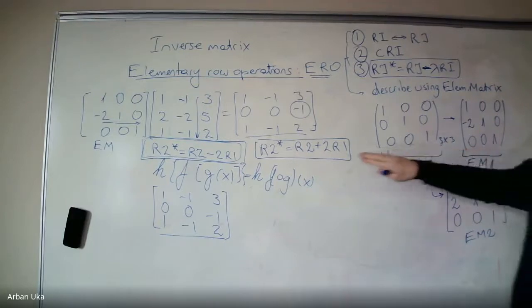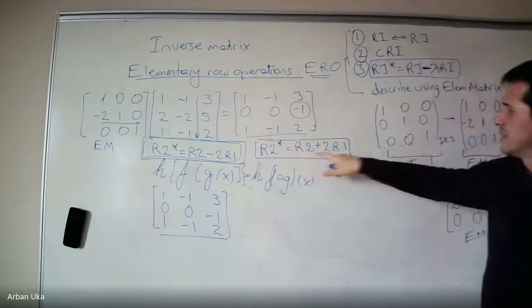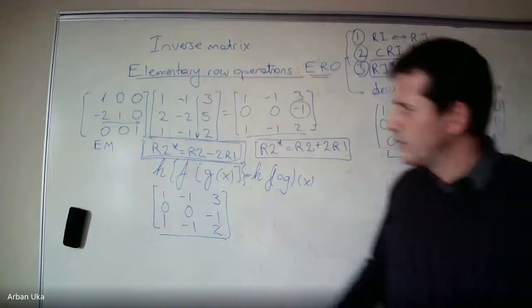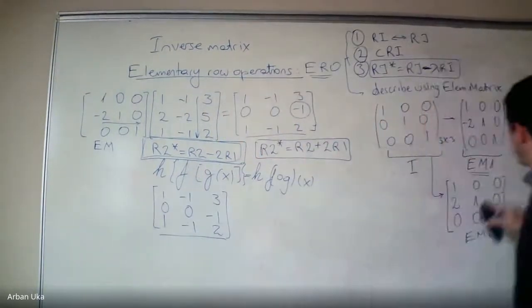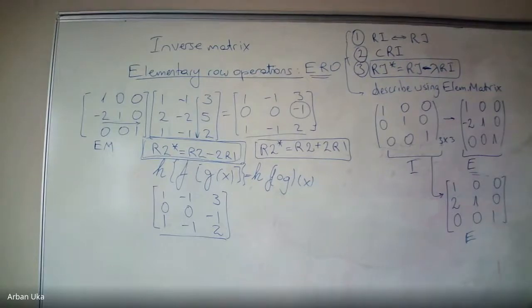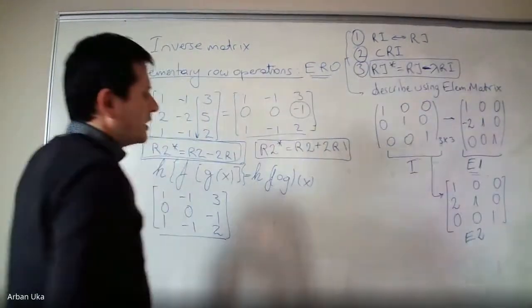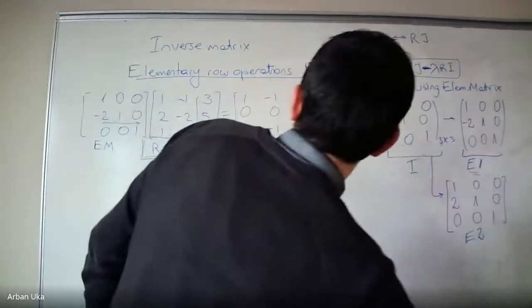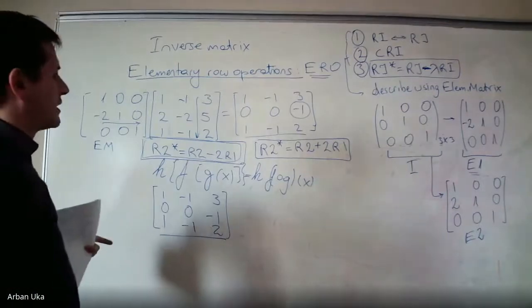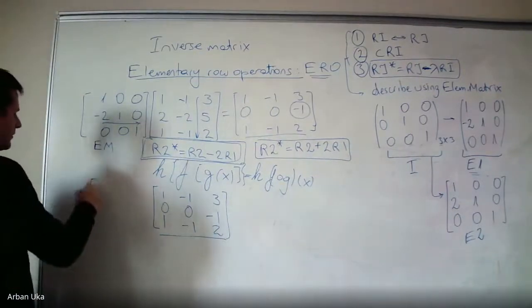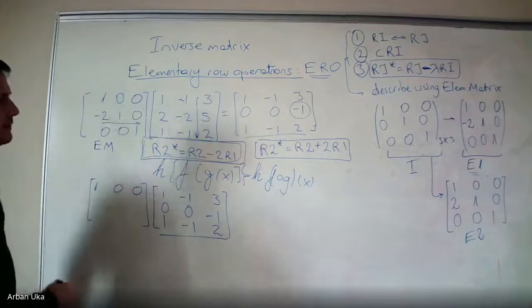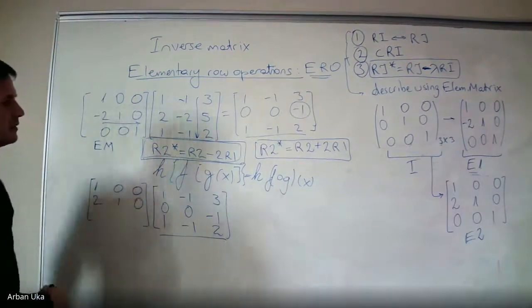So here we have one elementary operation, this is the second. This matrix here, which we call EM1, or if you allow me, we can call it elementary matrix E1, not EM1. So let's write this E1, let this be E2. Okay, so let's check. Let's actually do the multiplication. Let's multiply this one with E2. What is E2? 1, 0, 0, 2, 1, 0, 0, 0, 1.